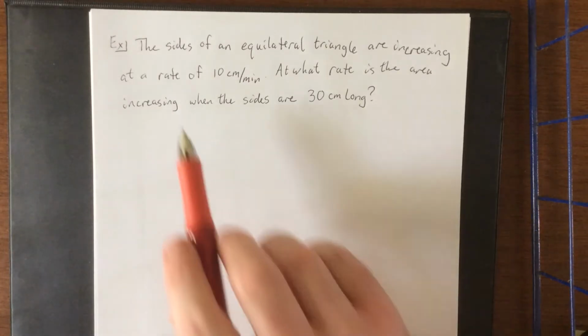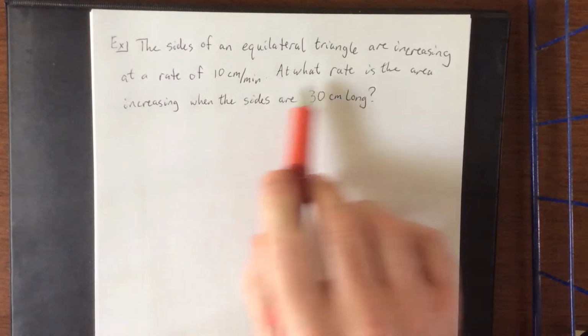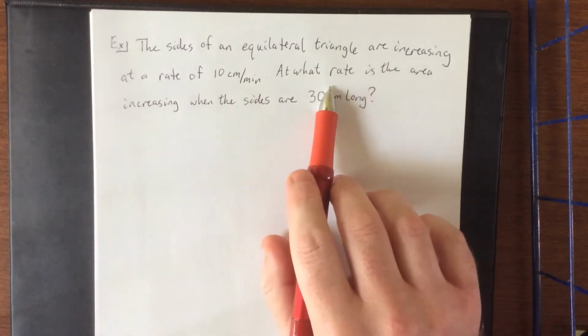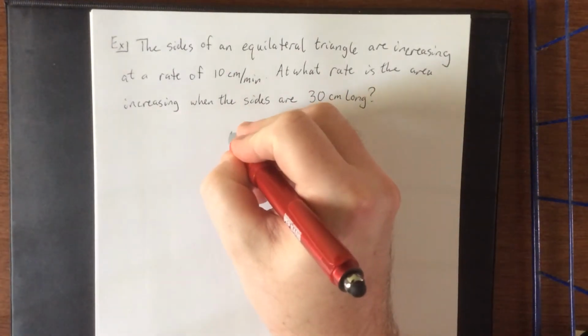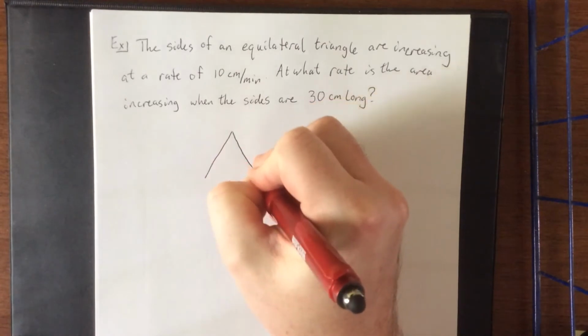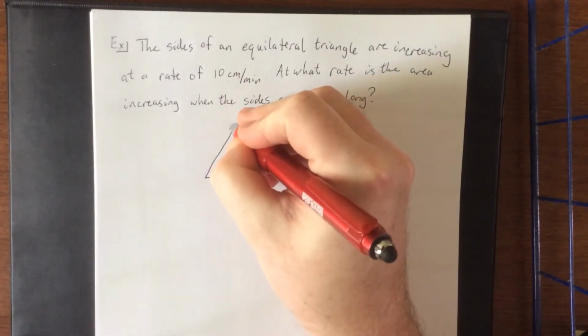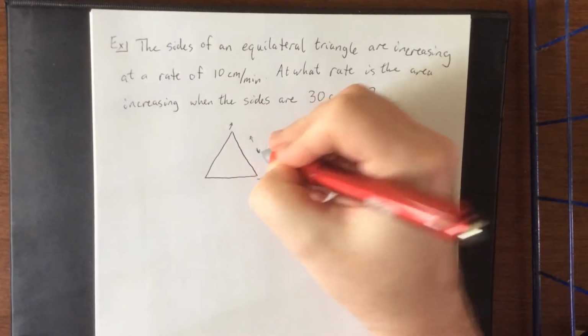First thing we do is identify this as being a related rates problem. You'll notice that they gave us a rate of 10 centimeters per minute, and we were asked once again at what rate is another quantity changing. So we are trying to relate these two rates together. What we have here is an example of an equilateral triangle whose sides are magically increasing. So this one will go that way, this one will go this way, and this one will, well, it'll go both ways.